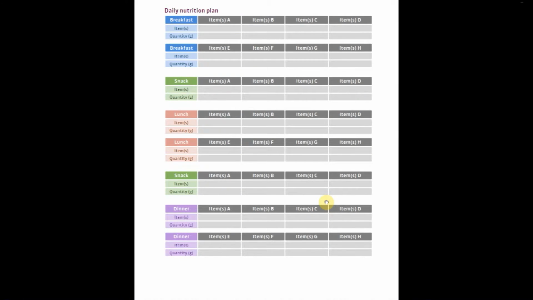Then you're going to find the daily nutrition plan, something that looks similar to this. This is something you can photocopy in case you want to use the food item system. So you make a photocopy, or if it's digital, print out a few pages, and you can say, for breakfast I want orange juice, I want bread, and you write how much you can eat. And then you can create as many of these plans as you want, and you just follow them.